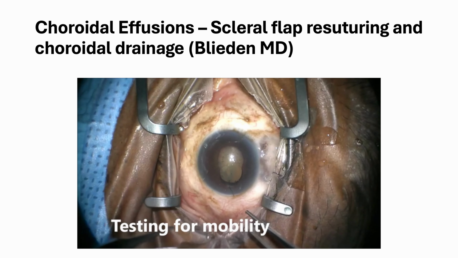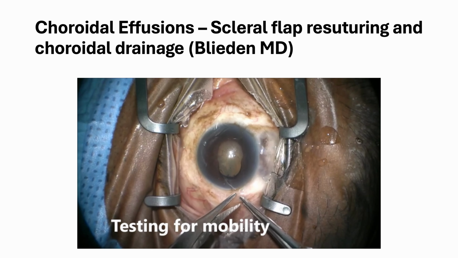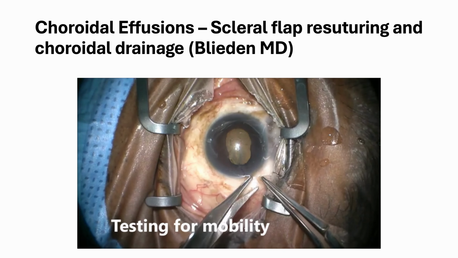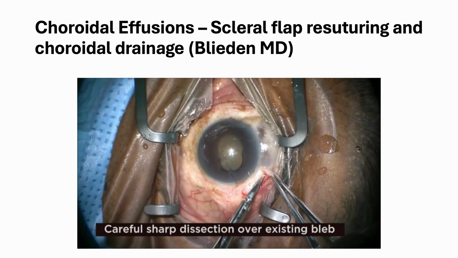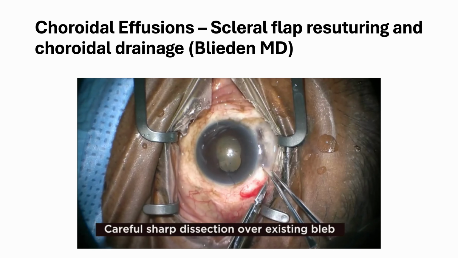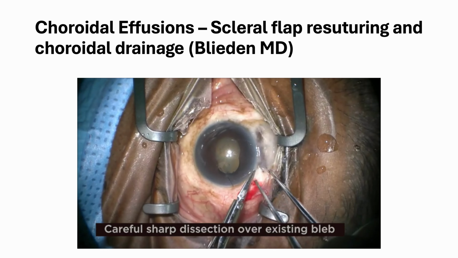Persistent choroidal effusions due to increased flow after trabeculectomy may require flap resuturing and choroidal drainage. The conjunctiva is incised, and dissection over the flap is done carefully.